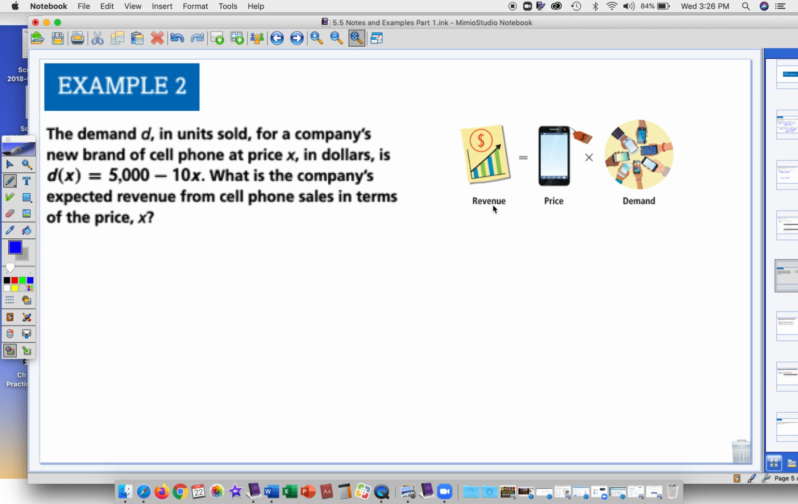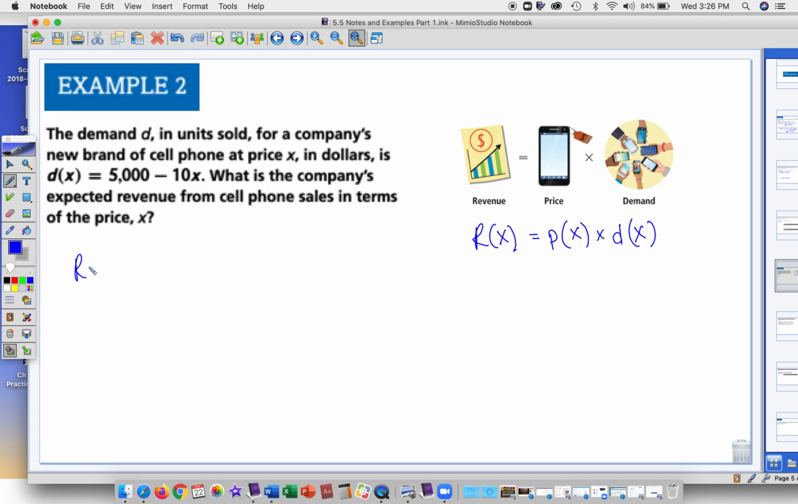So here's our equation. We have the revenue, which we'll call r of x, is equal to the price, which we'll call p of x, times the demand, which is d of x. So we're going to come up with a function for revenue that's based upon the product of price times demand. And that'll give us a new function, which will be the revenue function.